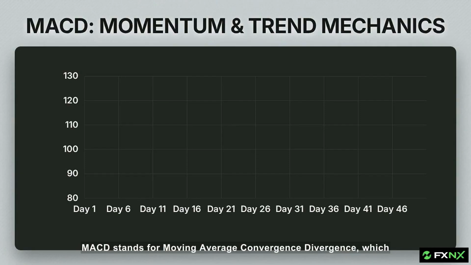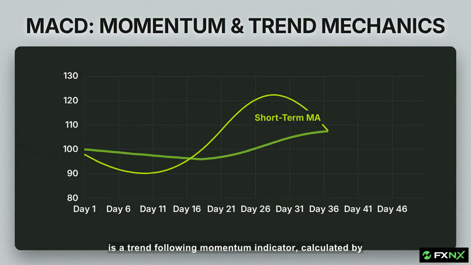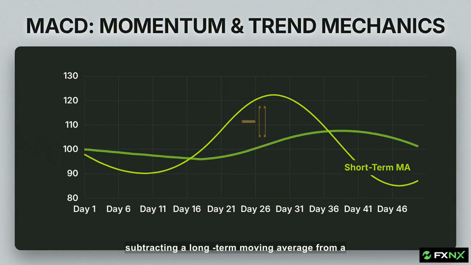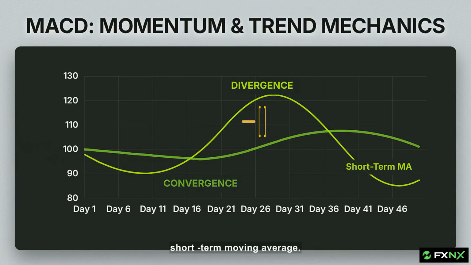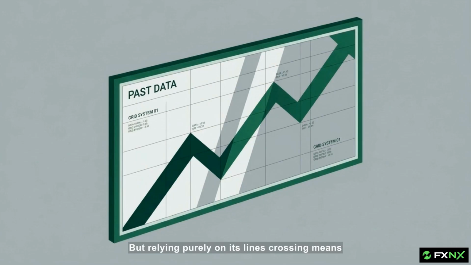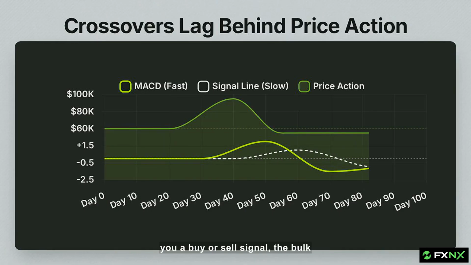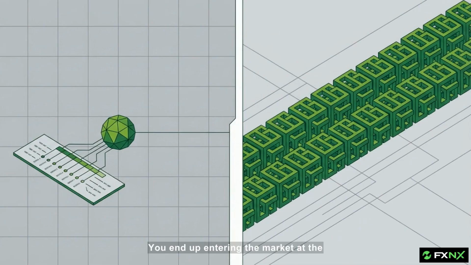MACD stands for Moving Average Convergence Divergence, which is a trend-following momentum indicator calculated by subtracting a long-term moving average from a short-term moving average. But relying purely on its lines crossing means you are looking in the rearview mirror. By the time those lines cross to give you a buy or sell signal, the bulk of the move is already finished. You end up entering the market at the exact moment large institutional players are taking their profits and exiting.